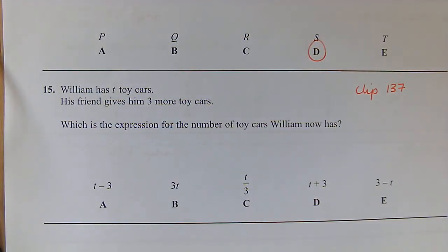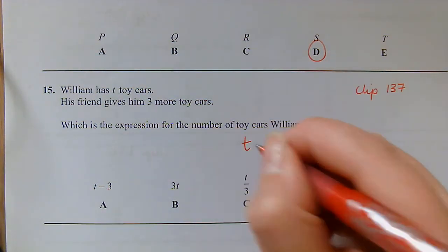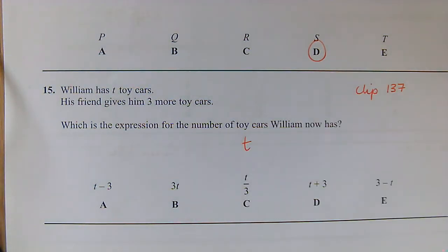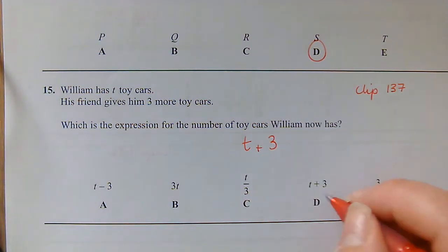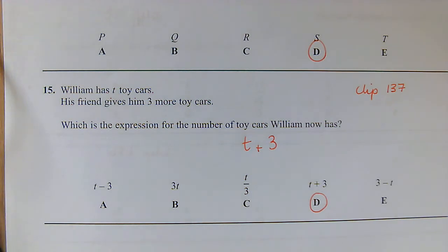Okay, forming an expression now. So William has T toy cars and his friend gives him 3 more toy cars. So if William starts with T and is given 3 more, he's going to end up with t plus 3.